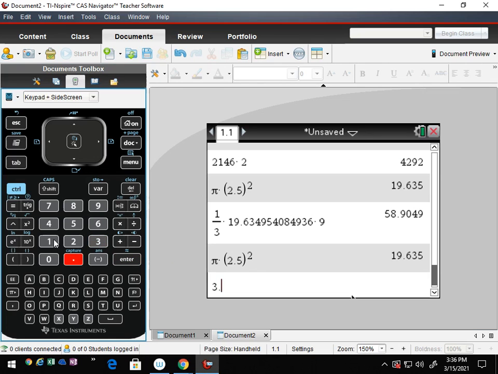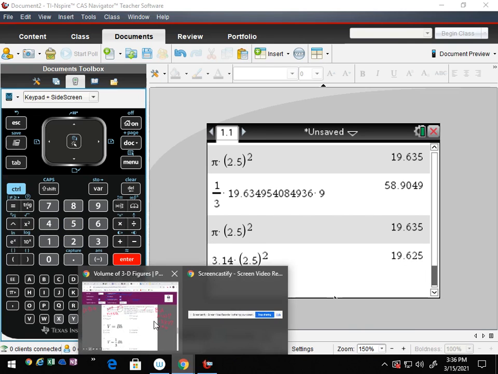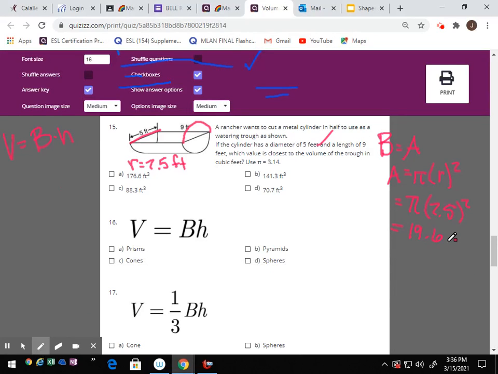So we have 3.14. When it says pi is equal to 3.14 in the question, you use that. You don't use the pi key. Okay, so we have 3.14 times 2.5 squared. So we get 19.625 instead. Okay, so it's still 19.6. That's what we're going to write.